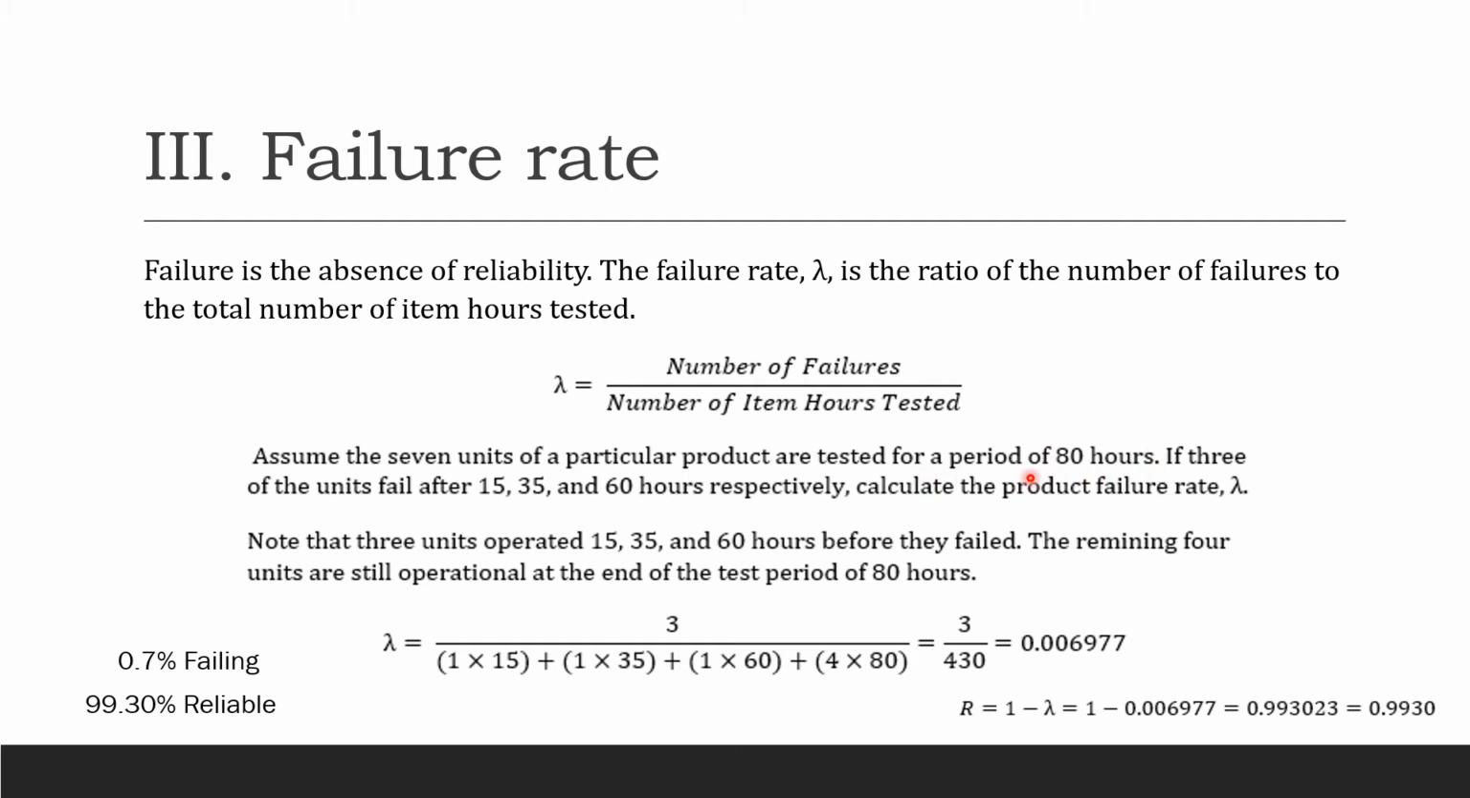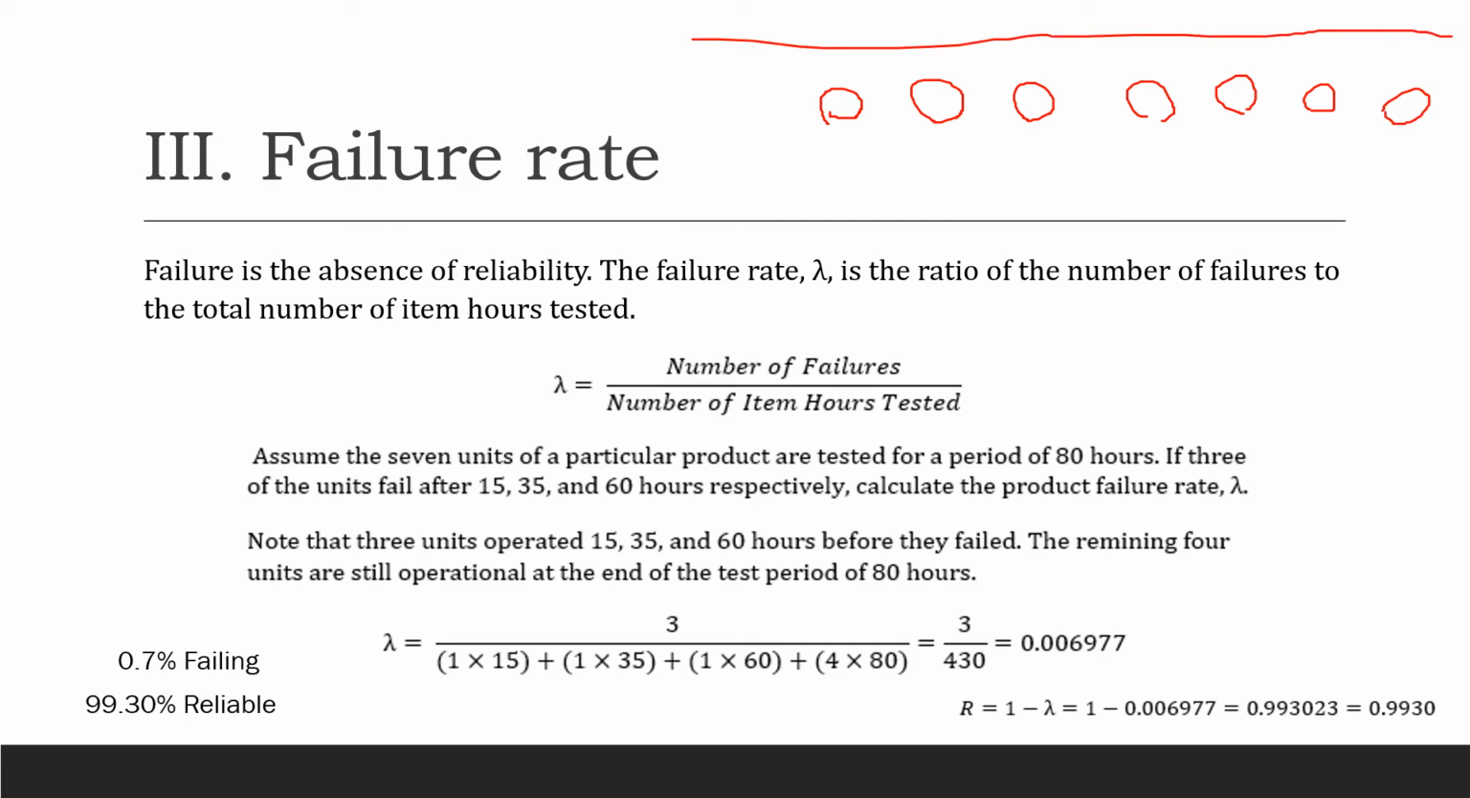The total tested period is 80. 4 units are going to fail by the end of it. They weren't failing, they're still up and running. So if I have to show you visually, you have 7 units, and you're going to test for a period of 80 hours. You see the first one failed after 15 hours, and after 35 hours the second one failed, but you keep your system running, and after 60 hours the third one failed. Okay?